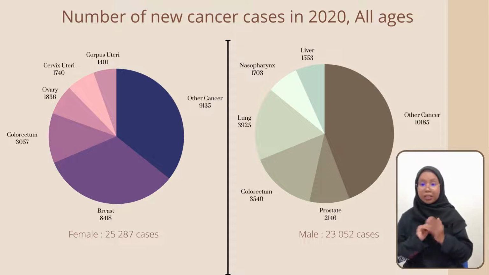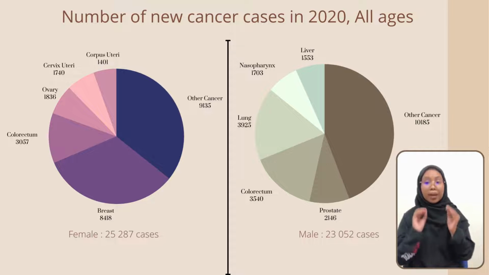Next, we move to the male pie chart. From the male pie chart, we can see lung cancer recorded 3,925 new cases in 2020, while corpus luteum only recorded 1,401 for female, and liver recorded 1,553 new cases in Malaysia in 2020 for male, both of which are the lowest cases from the top 5 most frequent cancers.